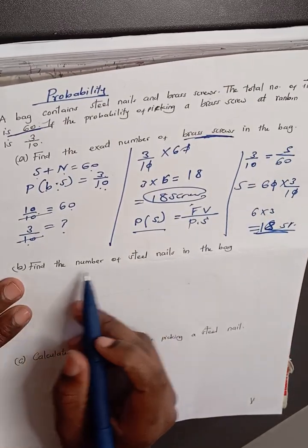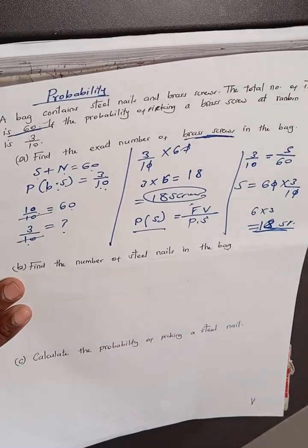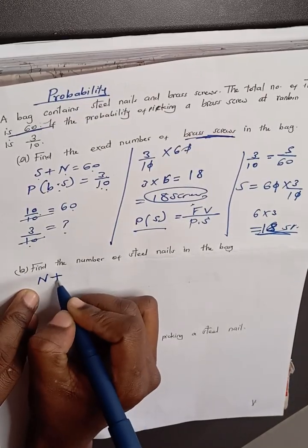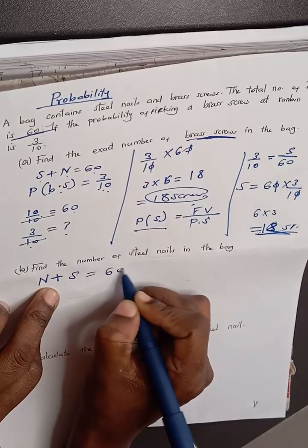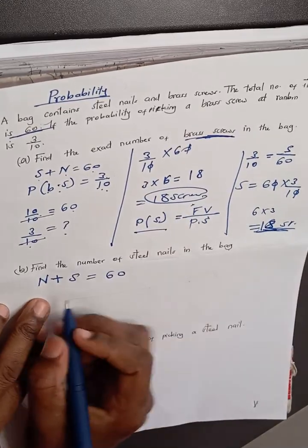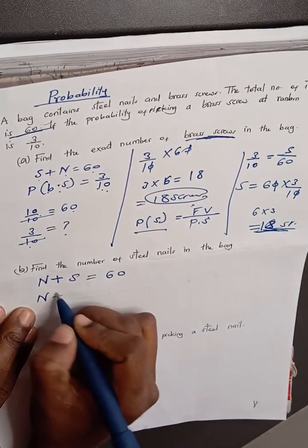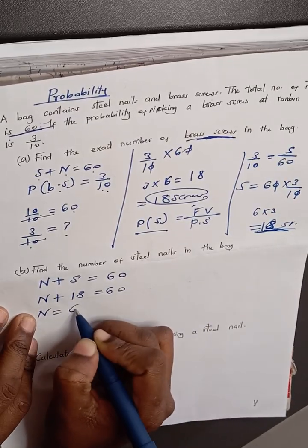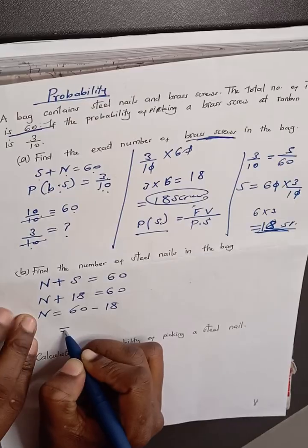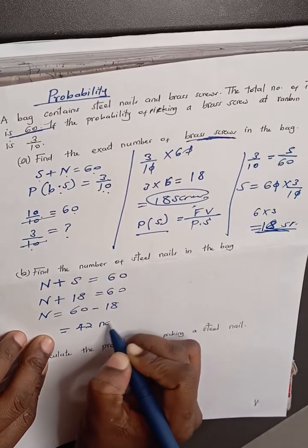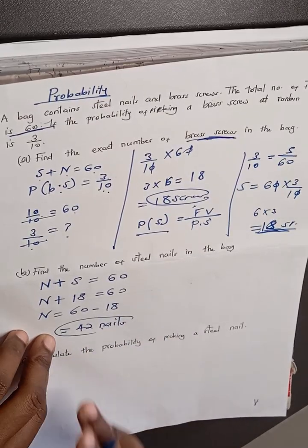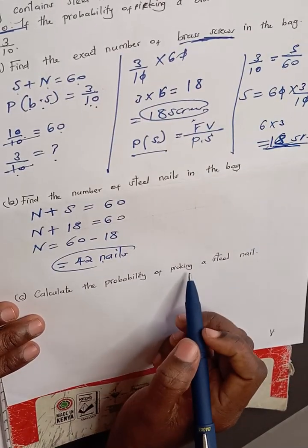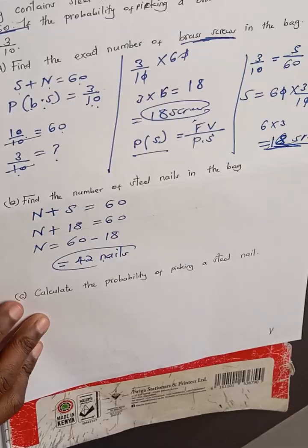Now question B, find the number of steel nails in the bag. To get the number of nails, we know nails plus screws is equal to 60, and the number of screws is 18. So nails plus 18 is equal to 60. Nails is going to be 60 minus 18, which is equal to 42 nails. That's how you're going to get that. It's quite simple.